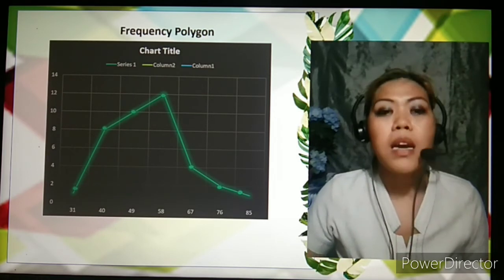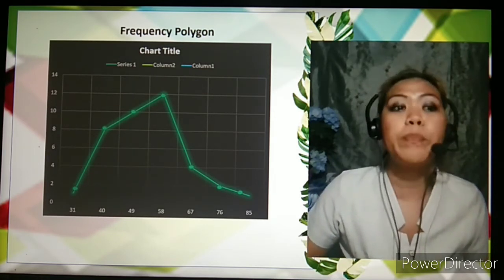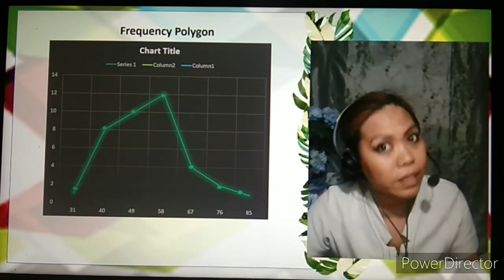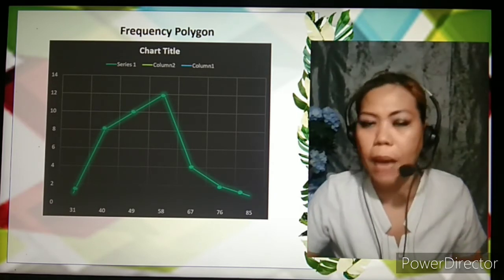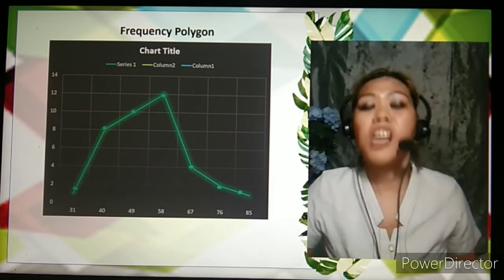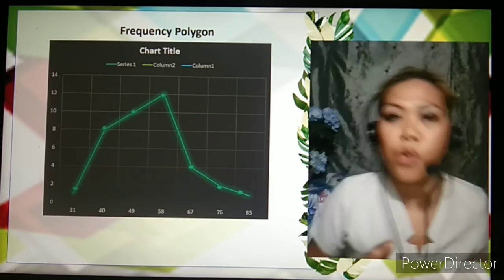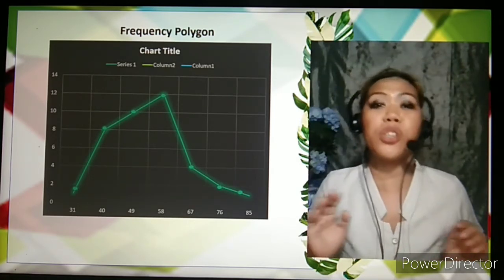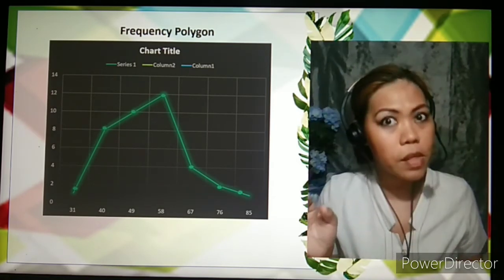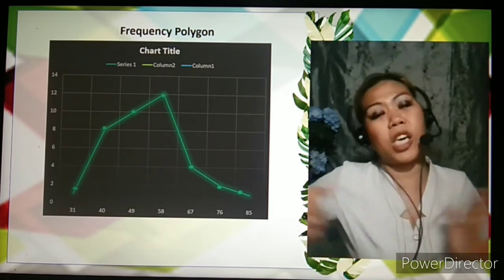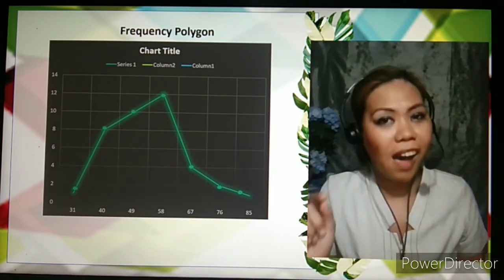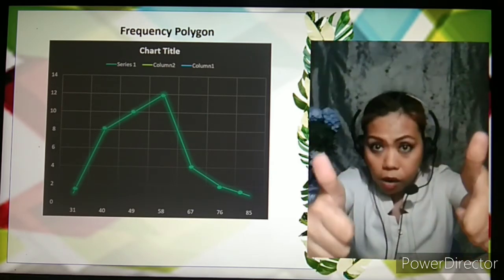By the way, there are also two types of leptokurtic. Okay? What are the two types of leptokurtic? We got the skewed to the right. Okay, when it is skewed to the right, it means that most of the respondents got low scores. And when it's skewed to the left, most of the respondents got high scores. Do you get it now?